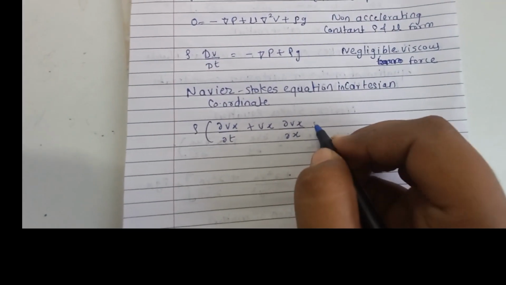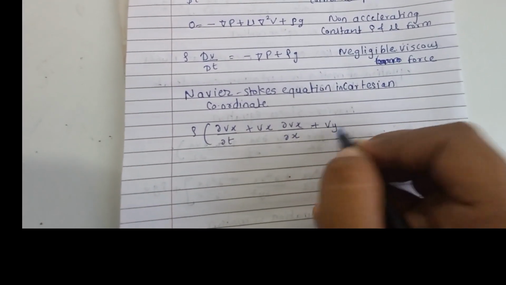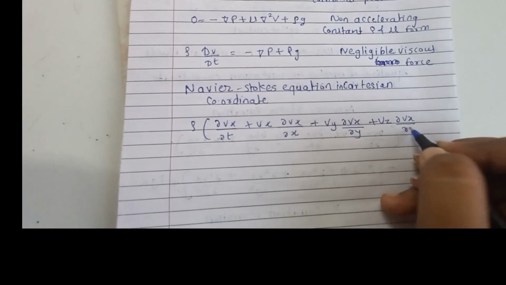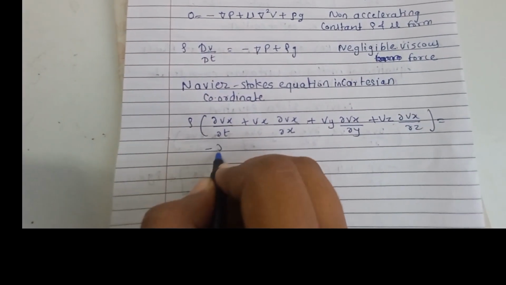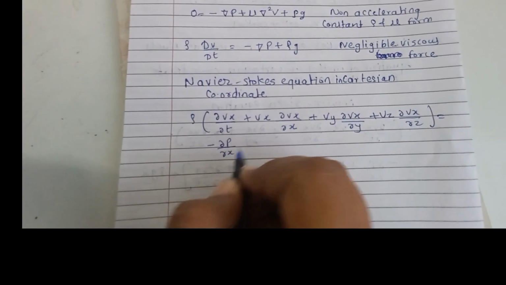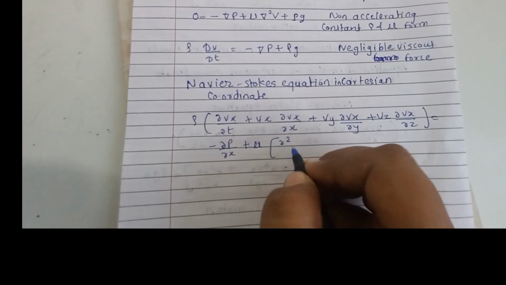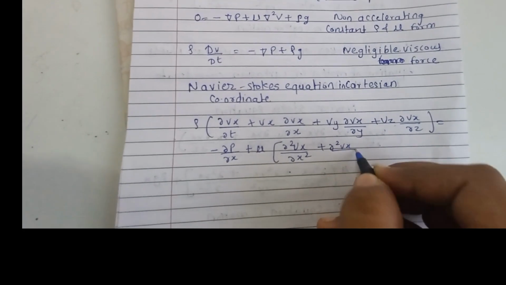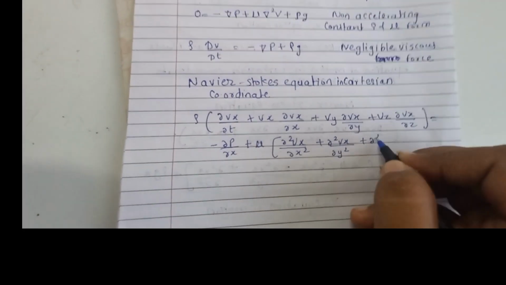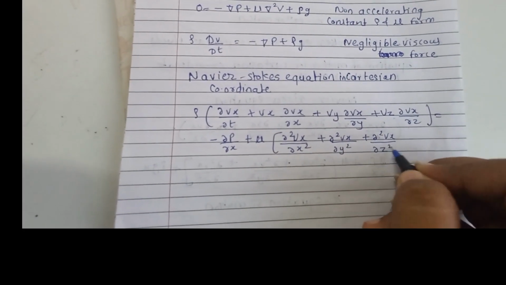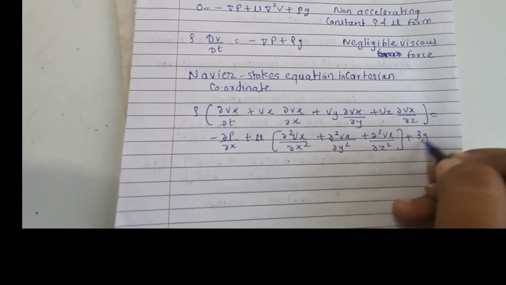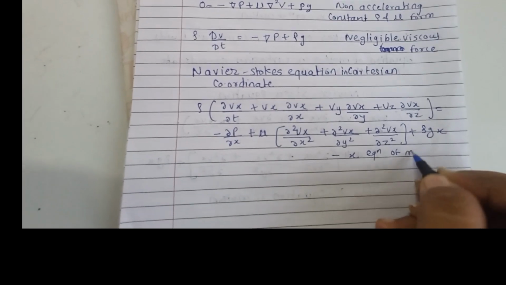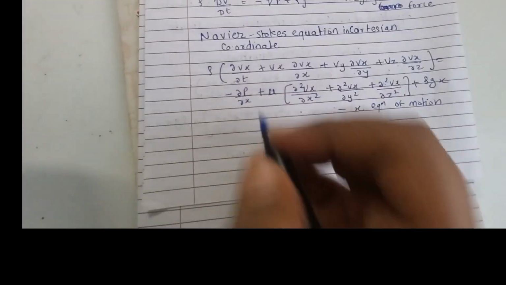That is the Navier-Stokes equation in Cartesian coordinates: density into del Vx upon del t plus Vx into del Vx upon del x plus Vy into del Vx upon del y plus Vz into del Vx upon del z. That is the left hand side term. Similarly, for the right hand side term: minus del p upon del x plus mu into del square Vx upon del x square plus del square Vx upon del y square plus del square Vx upon del z square, plus rho gx, that is the force acting in the x direction, as we are considering the x equation of motion.